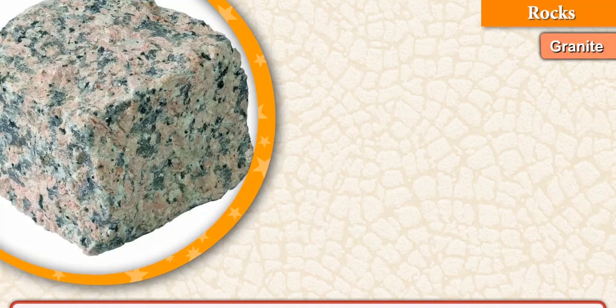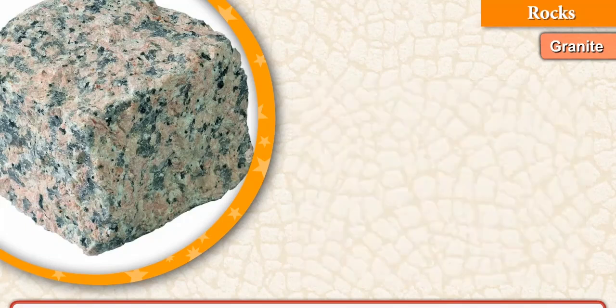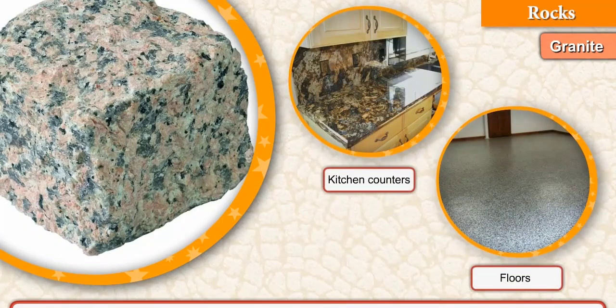Examples of igneous rocks. Granite. It is a very hard rock. It is formed by the slow cooling of magma below the Earth's surface. It is rich in quartz, feldspar, and mica. It comes in many colors. It is used for making kitchen counters, floors, etc.